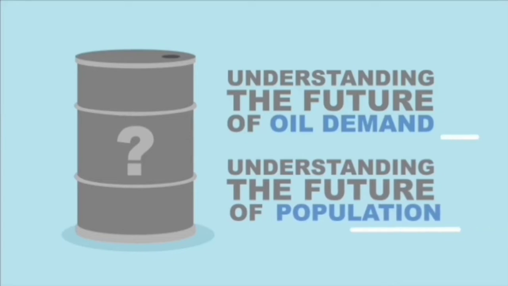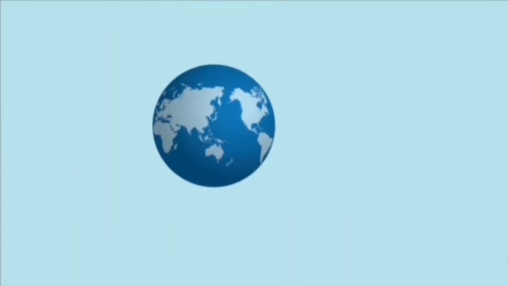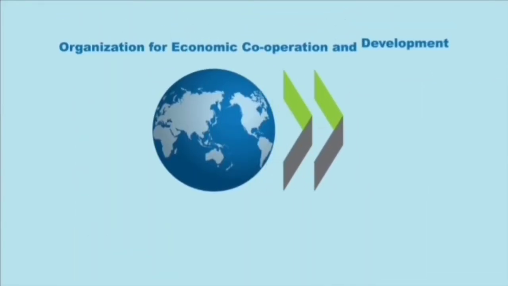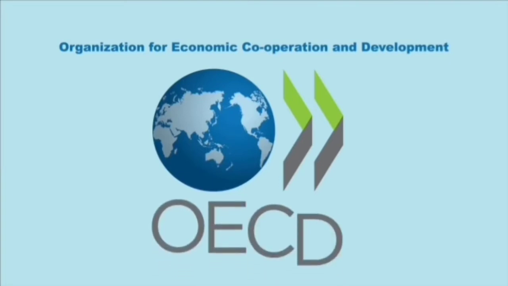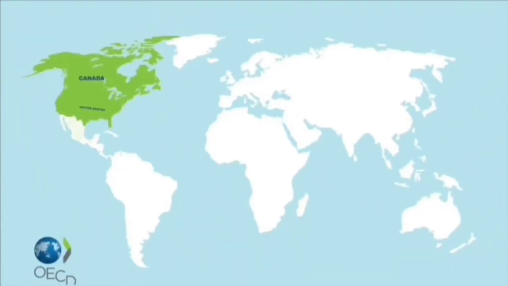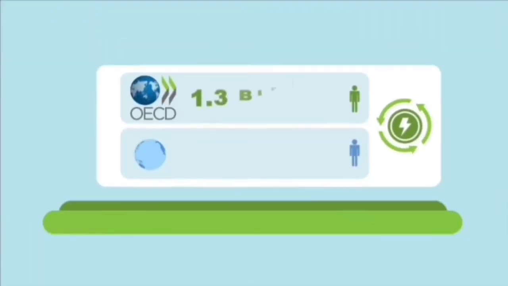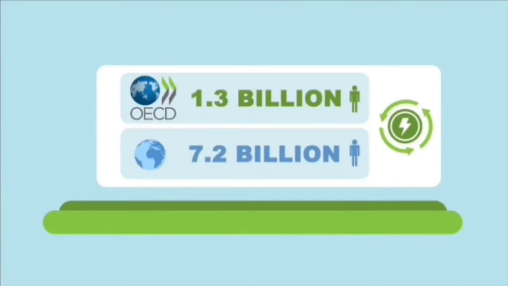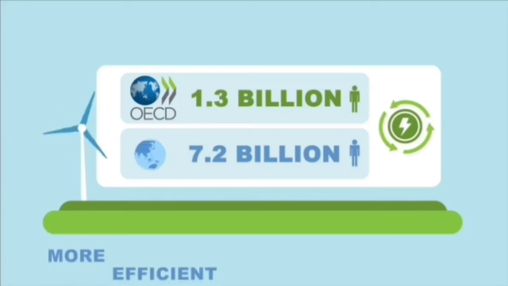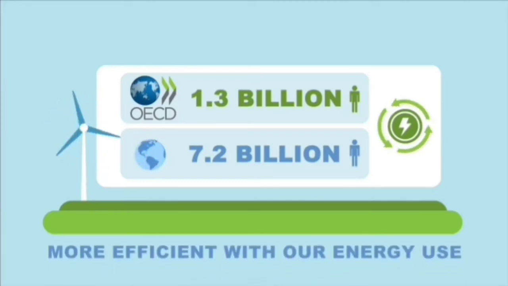Let us explain. Canada is a part of a group called the Organization for Economic Cooperation and Development, or the OECD, made up of Canada, the US, most countries in Europe, and a handful of others, which are what we often refer to as developed nations. The OECD has 1.3 of the 7.2 billion people on Earth, and we are by far the biggest energy users. However, our population is stable, and we are becoming more efficient with our energy use.